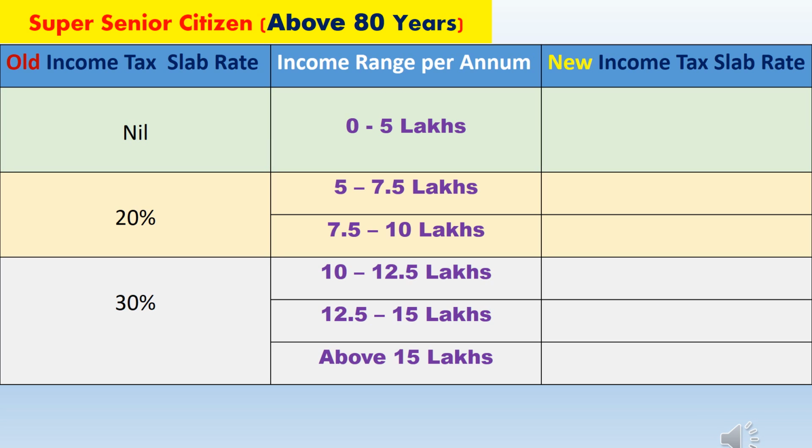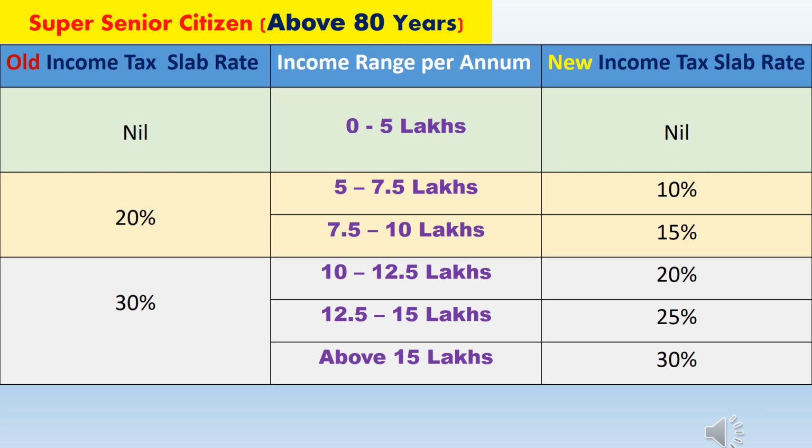Finally, we will see the two income tax slabs for super senior citizens who come under the age limit of above 80 years. First, we will see the tax rate in the old income tax slab. In your taxable income from 0 to 5 lakh rupees, you need not pay any tax. Above 5 lakhs, the same tax rate is followed for senior citizens and super senior citizens also.